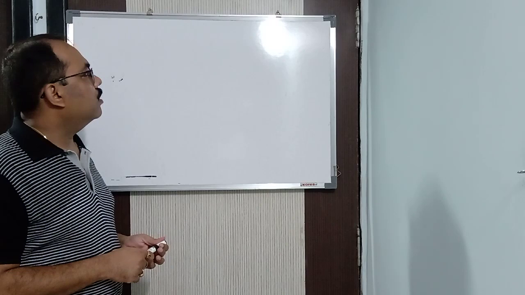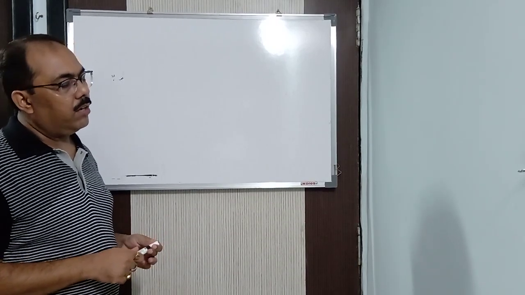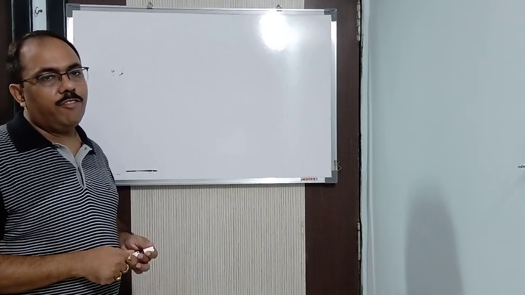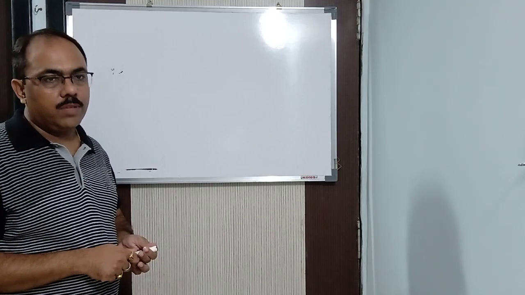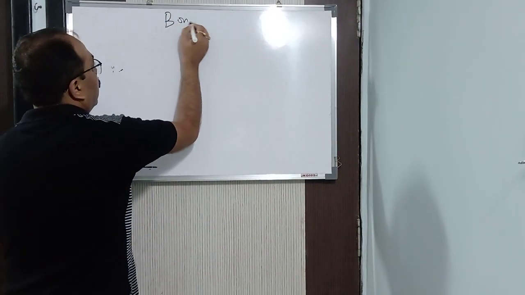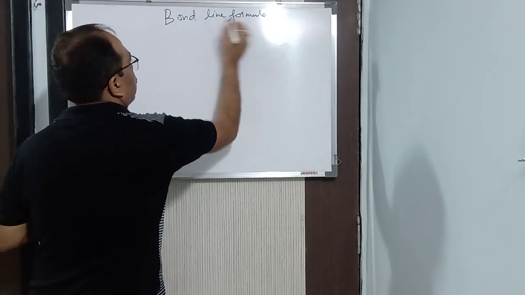Continuing with nomenclature, today we will see writing of IUPAC name by bond line formula. By using bond line formula, how will you write the IUPAC name of the compound? So what is that bond line formula? We will see it.